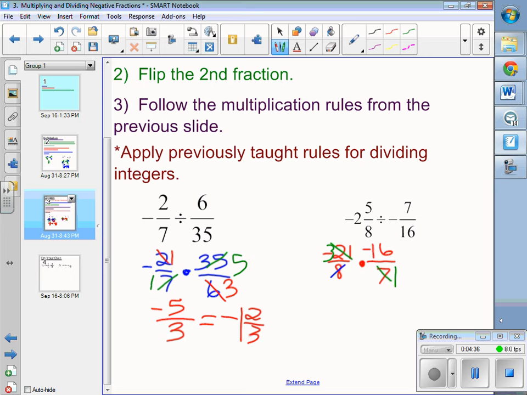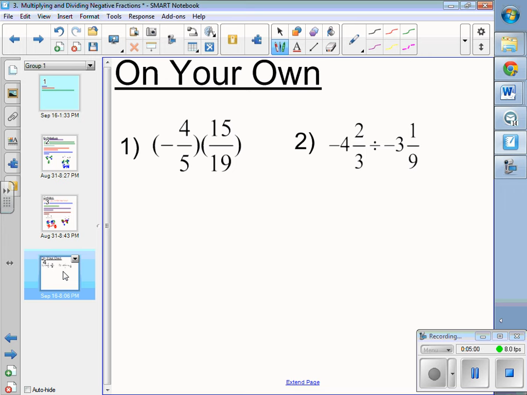8 and 16 both have a factor of 8. So 8 divided by 8 is 1. Negative 16 divided by 8 is negative 2. Okay? So now I've got negative 3 times negative 2, which is 6. 1 times 1 is 1. So I'm going to leave it just as 6. All right. Now we've got the on our own problems.